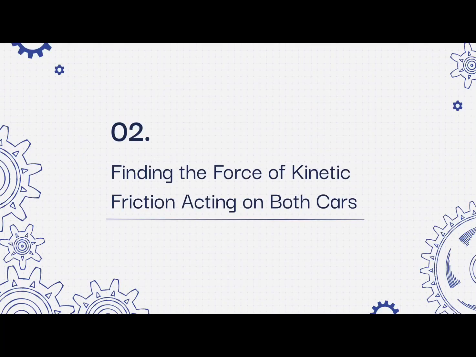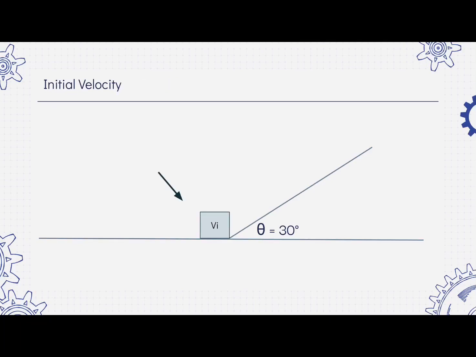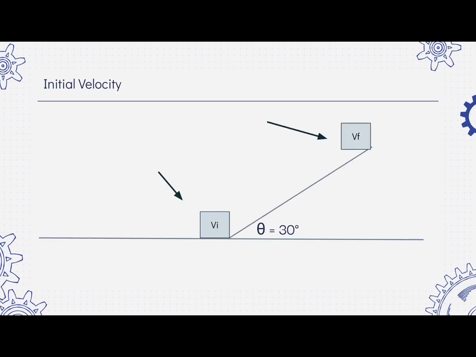With this information, I move on to the next portion of my calculations, which was solving for the force of kinetic friction acting on the cars. I need to solve for the kinetic friction of both cars because the initial velocity was given to us at the bottom of the ramp, and due to all these forces acting on it, especially kinetic friction, the initial velocity of the car will be different to the final velocity of the car on the ramp.